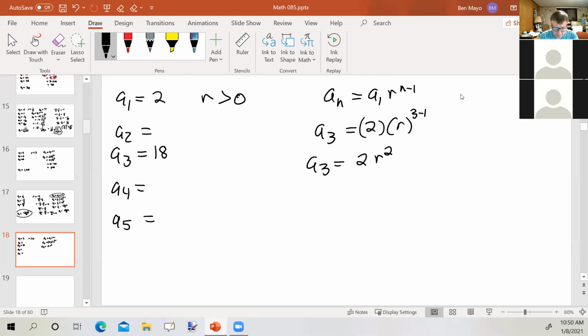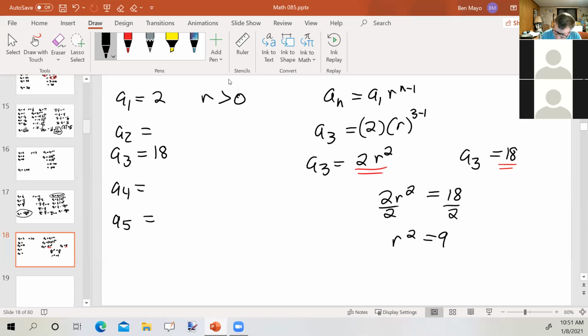But I also know that a₃ equals 18. So just like yesterday, we've got two different ways of describing a certain term, in this case, a₃. So if a₃ equals 2r squared, but a₃ also equals 18, that means that 2r squared equals 18. Right. Any questions before we go on with this problem? So now I need to find r. Well, first of all, let's find r squared. If I divide both sides by 2, I get r squared equals 9.